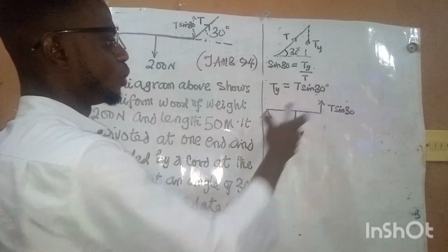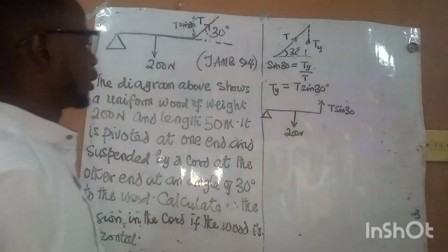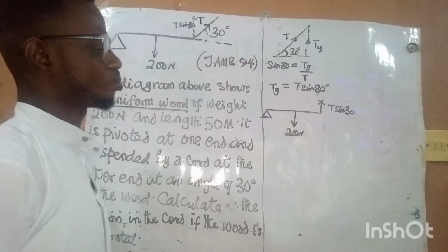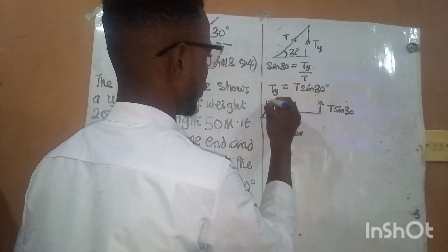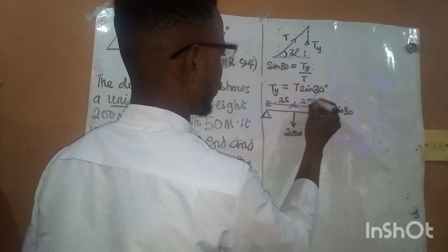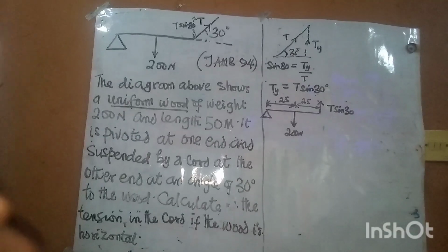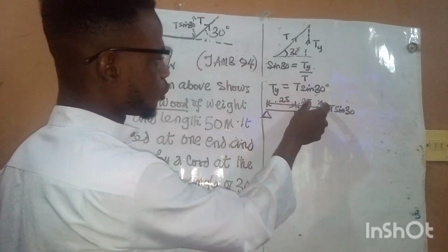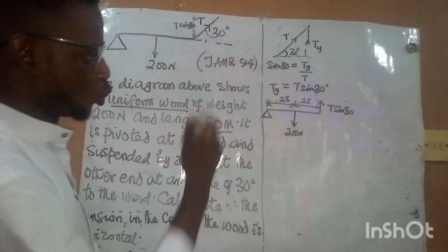Now, the weight of the wood must act exactly at the center of gravity of the wood. The center of gravity of the wood will be located at the midpoint between the first end and the other end, because the wood is uniform. That means here it becomes automatically 25, half of 50, 25. So 25 plus 25 will give us the 50, being the length of the wood.